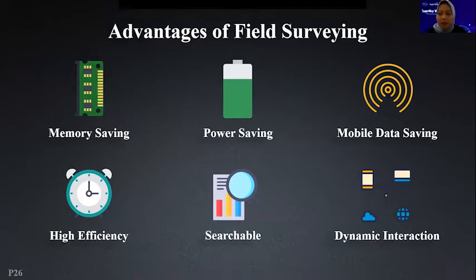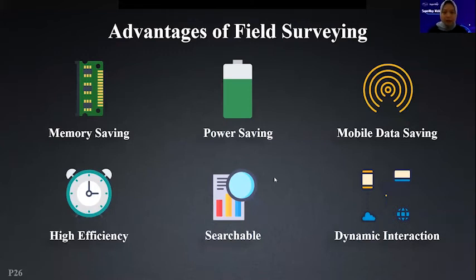So if we use the mobile offline method, we can achieve power saving and also mobile data saving. But if we use the online method, we can achieve memory saving and also dynamic interactions because we can sync the data every time the data is updated. So we can also achieve high efficiency if we use the mobile application for field surveying. And if the data is managed correctly, it can also be searchable by the users. Yeah, so that's all about the mobile surveying.